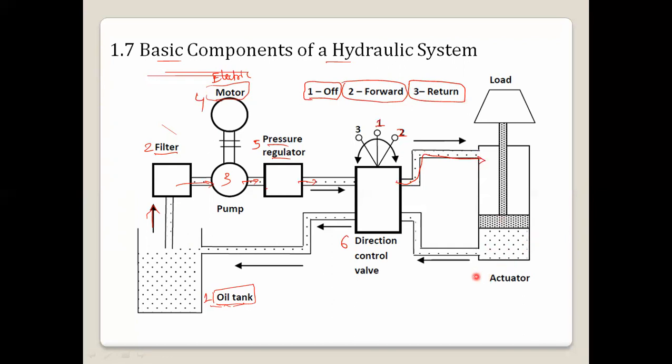So this is the actuator, and here it carries the load. This is a vertical cylinder. It is a double acting cylinder, but mounted vertically. Suppose position 1 is selected, which means it is in the off position.